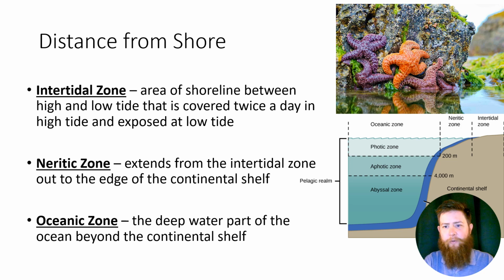Another thing that we'll use to help us break apart ocean zones is the distance from shore. The first one is the intertidal zone here. It is the small area between high tide and low tide. It's covered twice a day and exposed twice a day, at high tides and low tides, respectively. Moving out, we have the neritic zone, and this is from the intertidal area to the edge of the continental shelf here. It varies in length depending on how broad the continental shelf is. And then beyond that is the oceanic zone, and it's broken into that photic and aphotic.